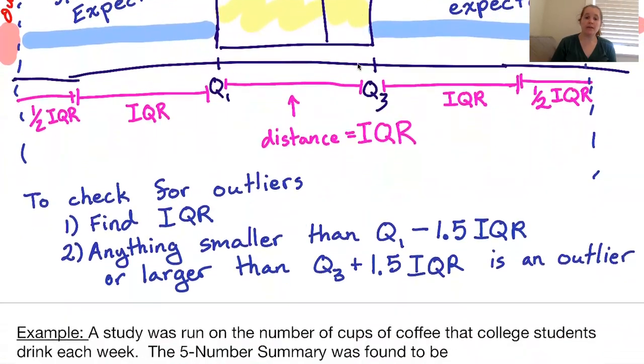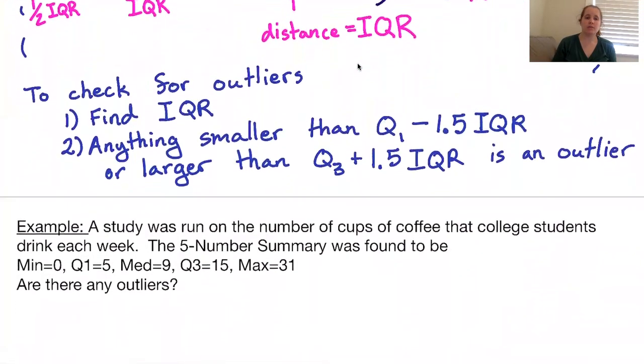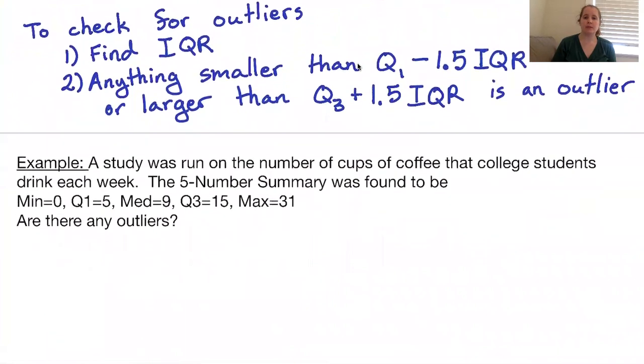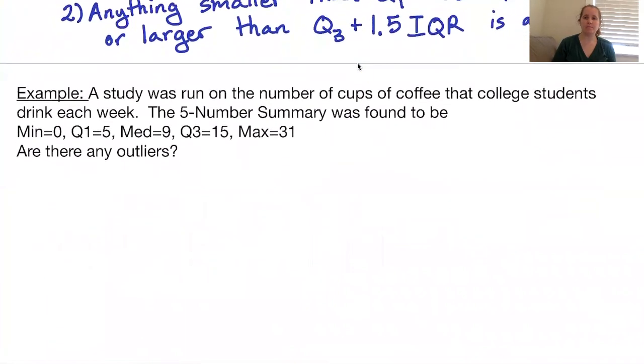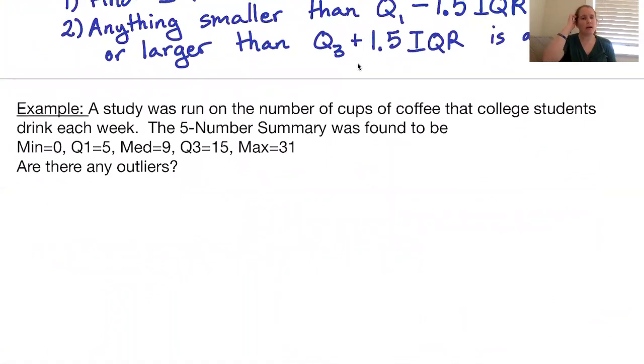From here, let's go ahead and do an example. So we're going to look at that same information we were working with before. A study was run on the number of cups of coffee that college students drink each week. The 5-number summary was found to be the minimum equals 0, Q1 equals 5, mean equals 9, Q3 equals 15, and max equals 31.